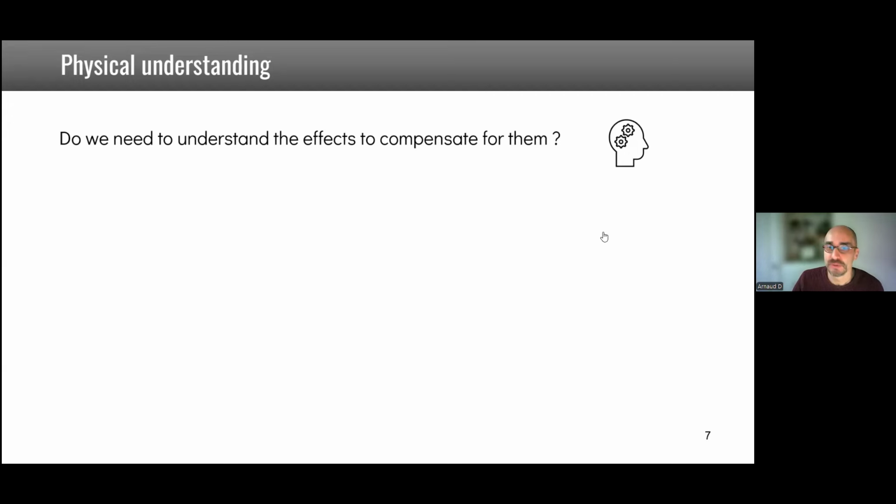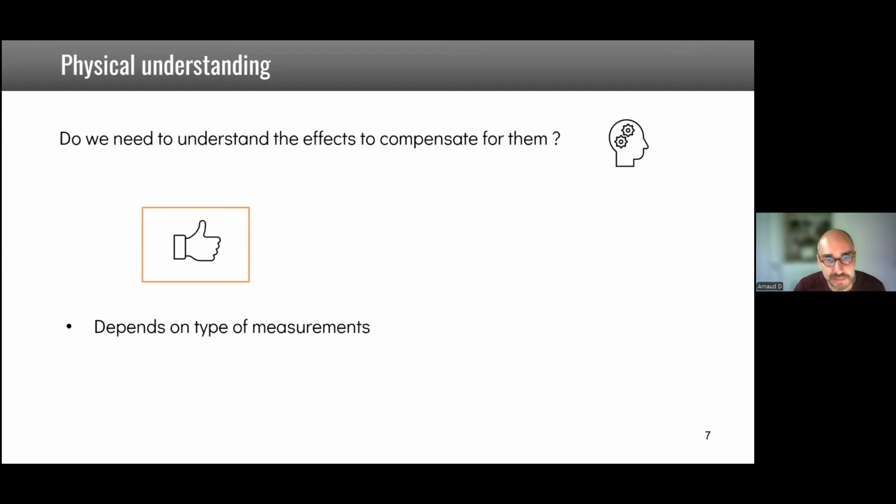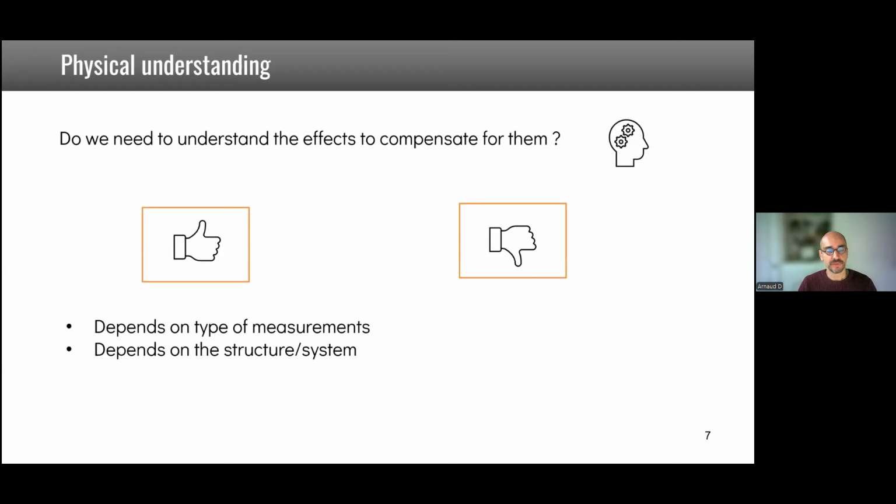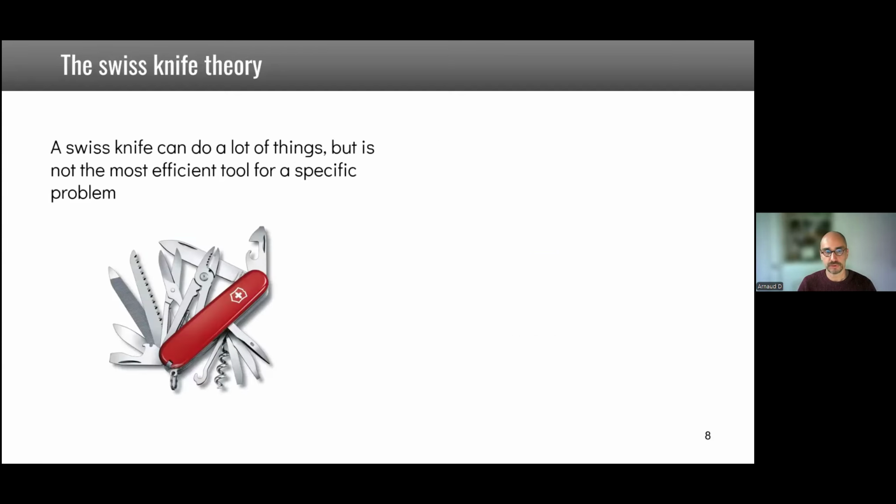Okay, so it's a good question. Like, should you really understand what's going on if you want to compensate? So I think both answers are correct. Because from my point of view, if you say, yes, I need to understand the effects to compensate for them, then the way you will compensate for them will depend on the type of measurements, because the effect is different on each type of measurement. It will also depend on the structure and the system. If you say no, then it means that it might be possible to find a solution that works for all, because it doesn't depend on what you understand or don't understand about the structure.